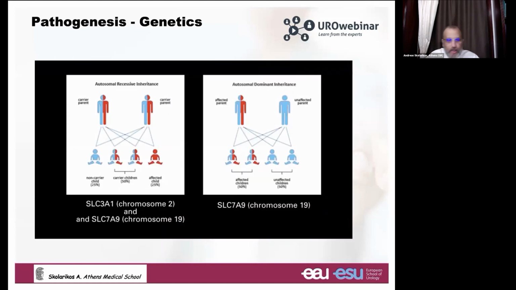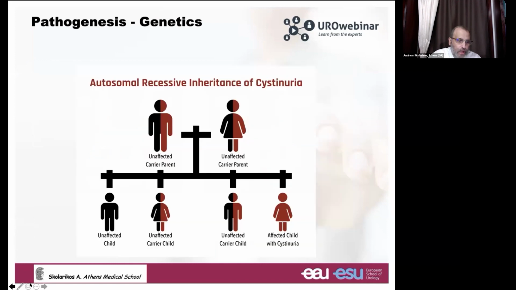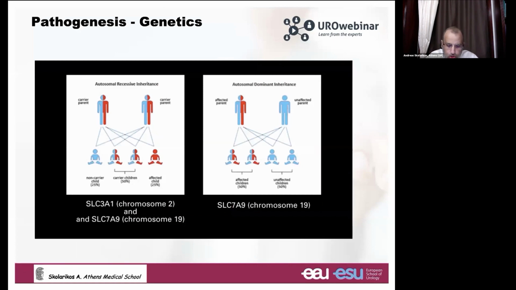The typical traditional mode of inheritance for cystinuria is autosomal recessive, meaning that from heterozygote parents, 25% of the children will be affected with cystinuria and will be homozygotes, and 50% will be unaffected carriers. But there is indication that autosomal dominant inheritance is responsible for some of the SLC7A9 gene mutations, resulting in 50% affected and 50% unaffected children, where one of the parents is affected.